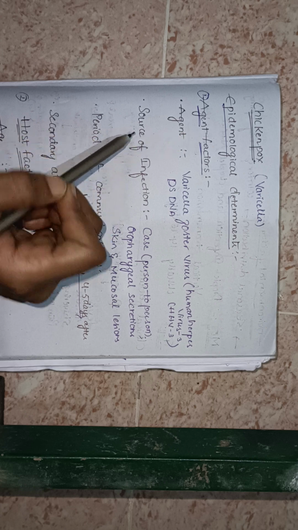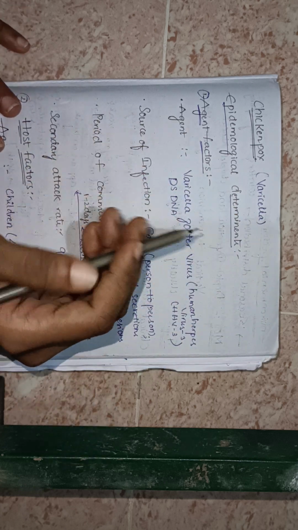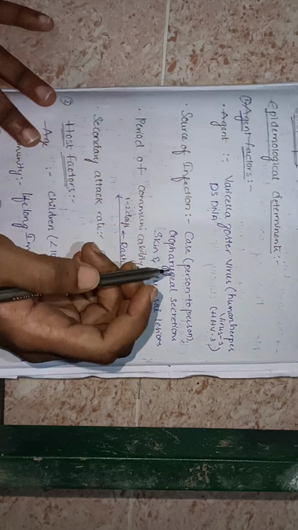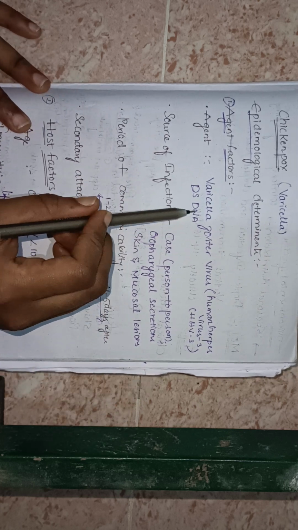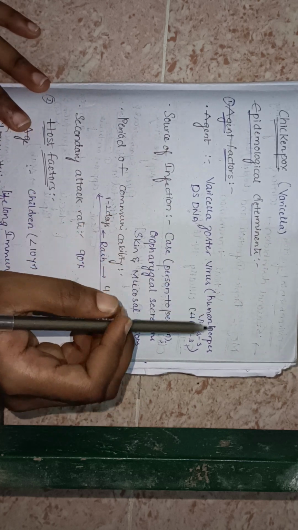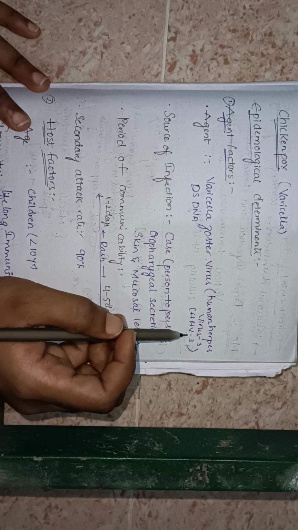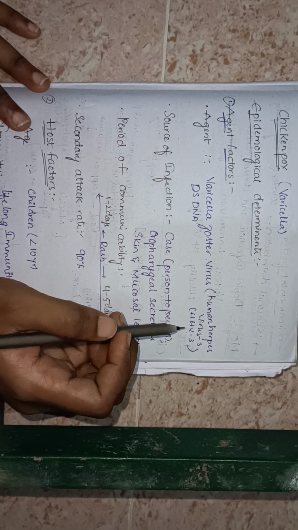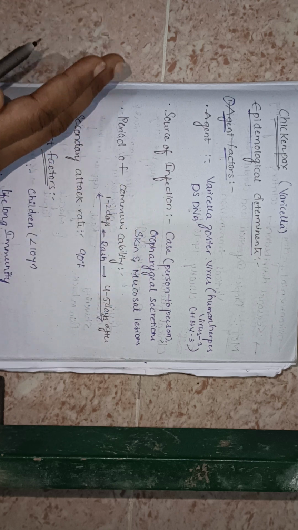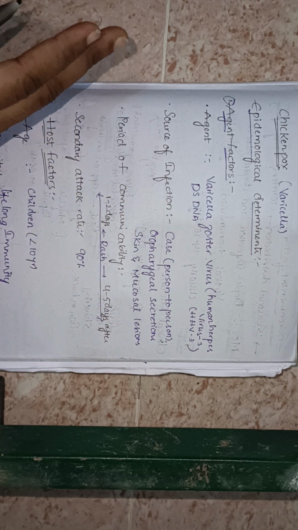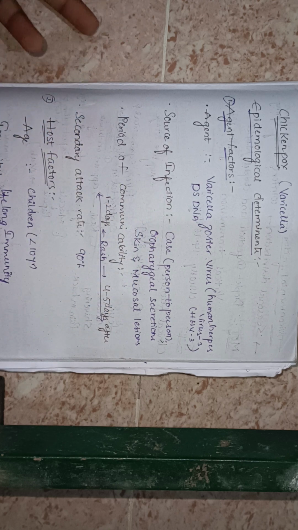Agent factor. In agent factor, there are four subheadings: agent, source of infection, period of communicability, and secondary attack rate. What is the agent of chickenpox? It is the varicella zoster virus, which is human herpes virus 3, HHV3. It is double stranded DNA.